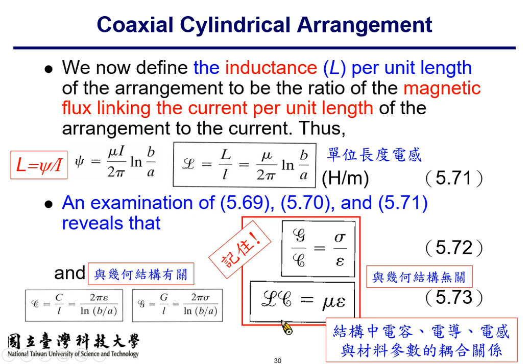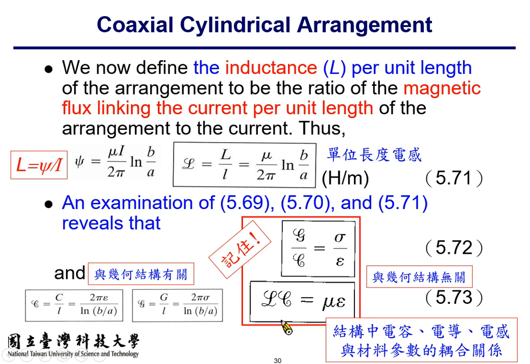And in the other case, if you take the ratio of G over C, unit length conductance over unit length capacitance, the geometric relationship goes away as well. You end up with sigma over epsilon. The ratio is invariant to the geometric parameters. It's only related to the material property, the ratio of conductivity over permittivity.